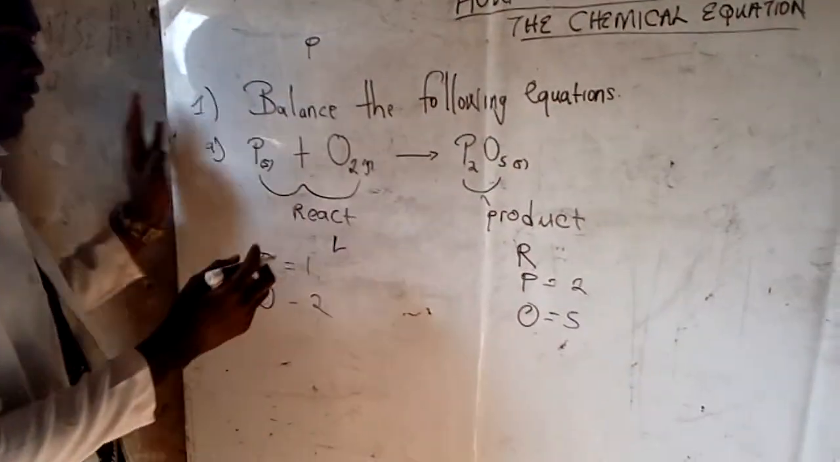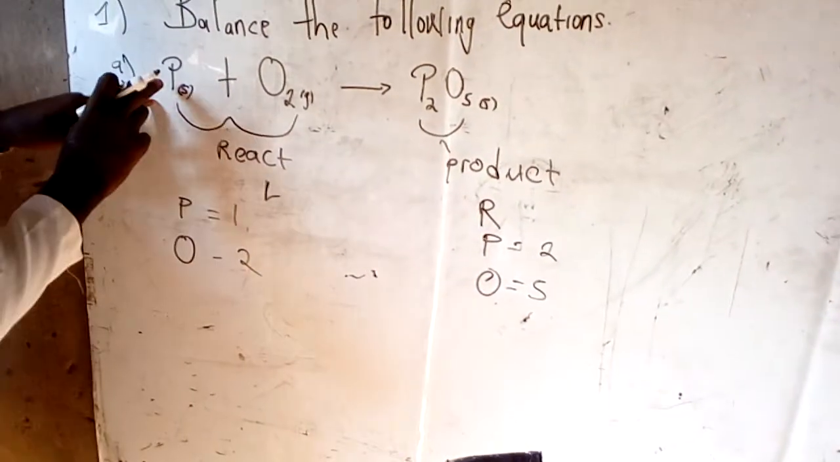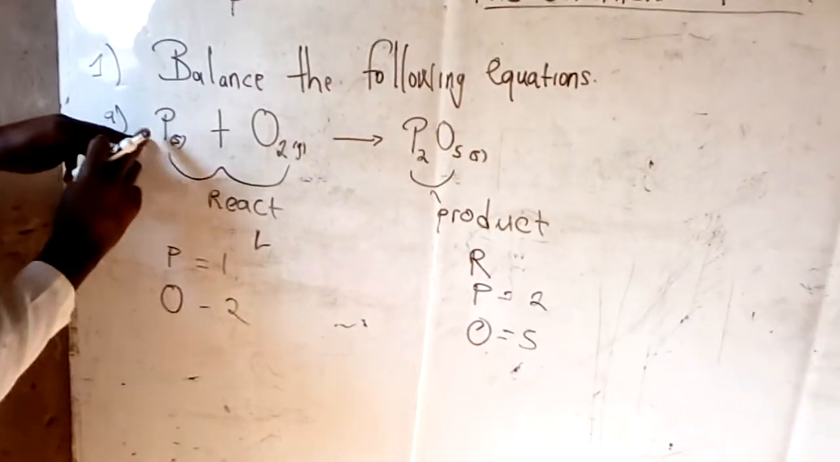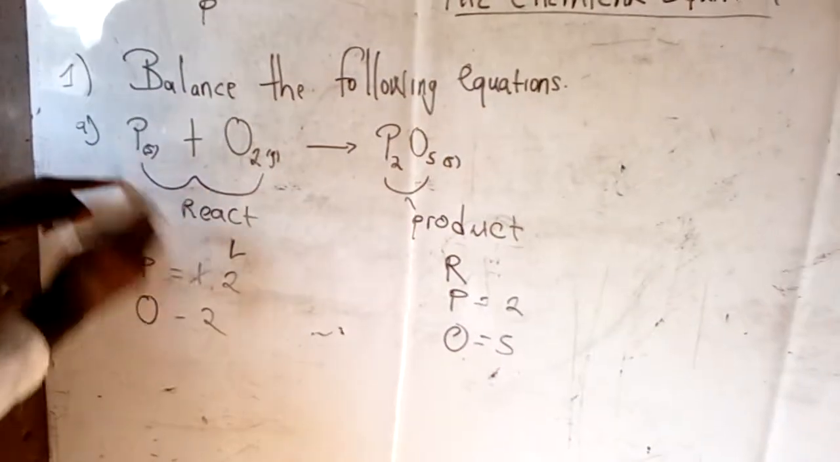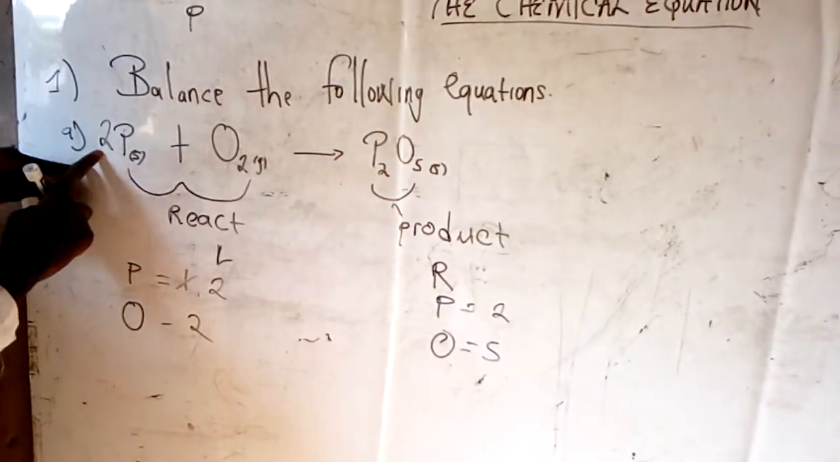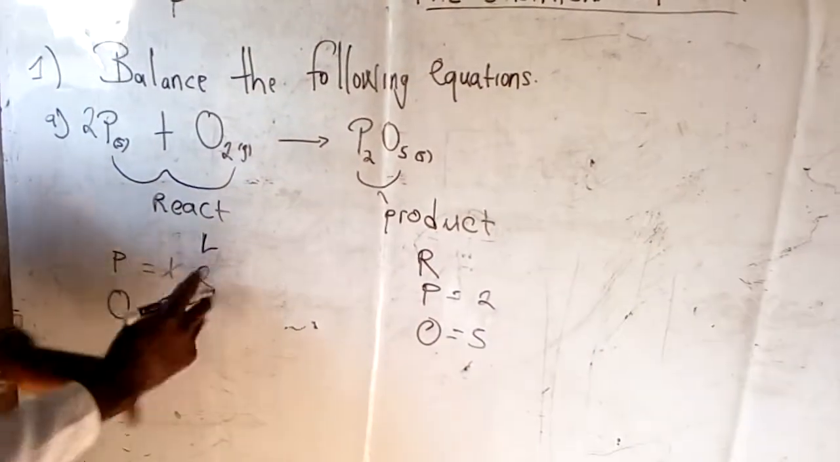Where it is low is the left side. Here phosphorus is 1. What do we need to do? We need to indicate that here phosphorus we put, let's say, 2. On putting 2 on this side, we indicate a 2 here. As you have seen, we have 2, so now phosphorus has balanced.